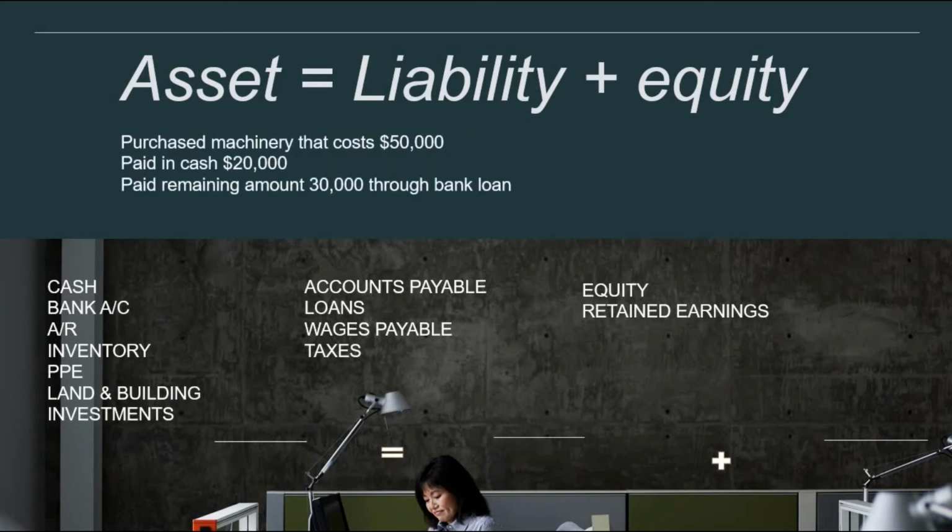The firm purchased machinery that cost 50,000, with 20,000 paid in cash and 30,000 through a bank loan. There is a change on the asset side: cash reduced by 20,000 and property, plant and equipment increased by 50,000. There is an increase in loans and no change in equity. The equation is still the same: asset equals liability plus equity.